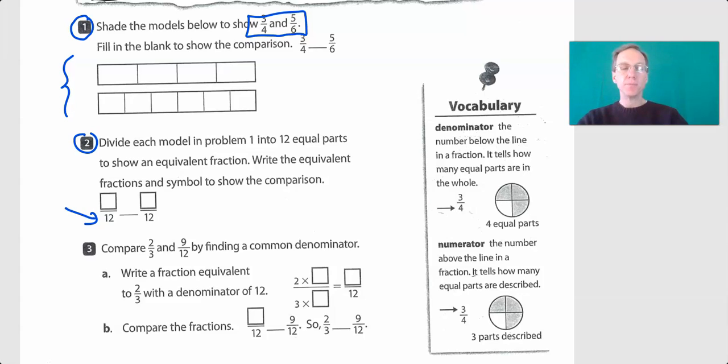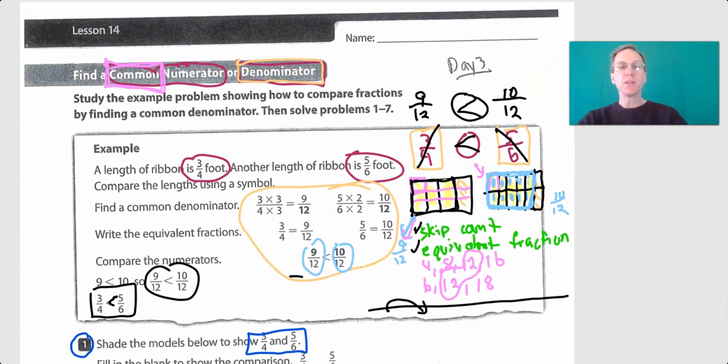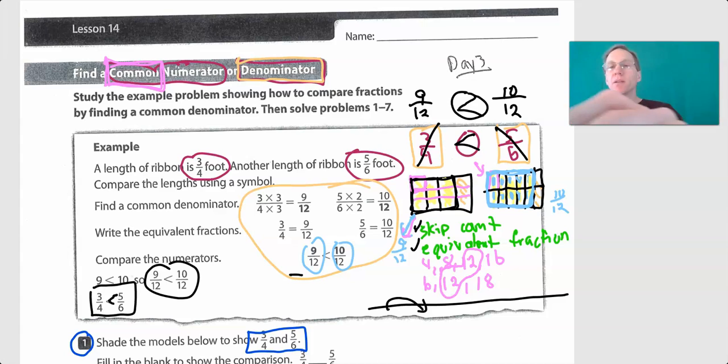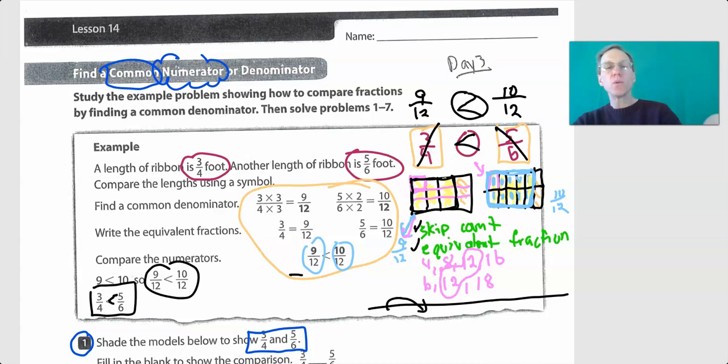in number 2, make the denominators the same. Remember, that was part of our lesson. Part of our lesson is we want to make a common numerator or denominator. Okay, one of those two will help us to compare.